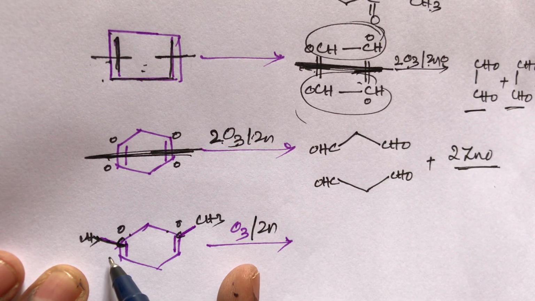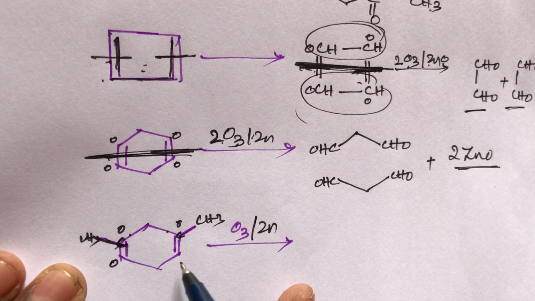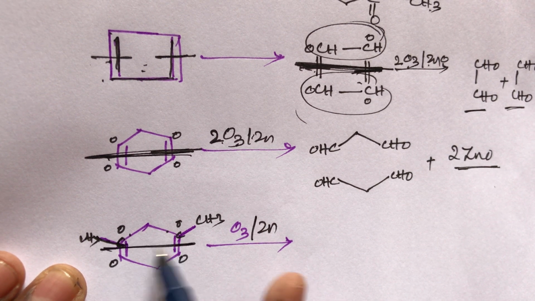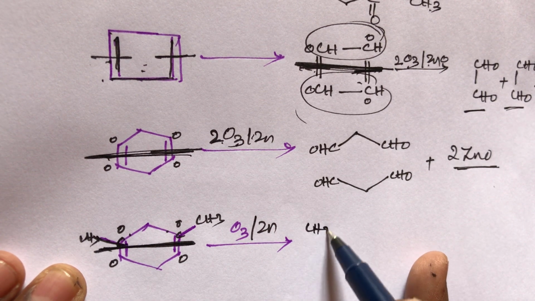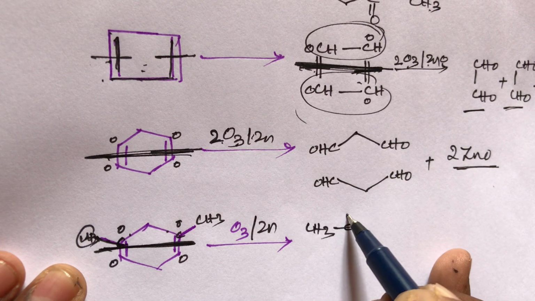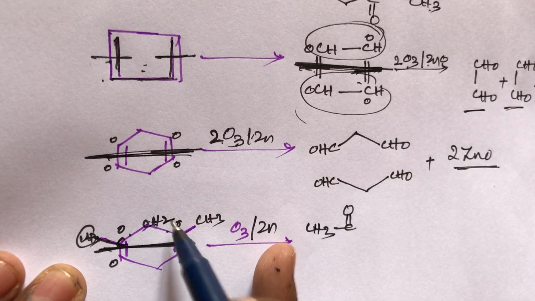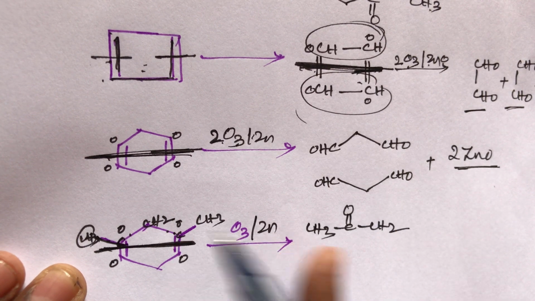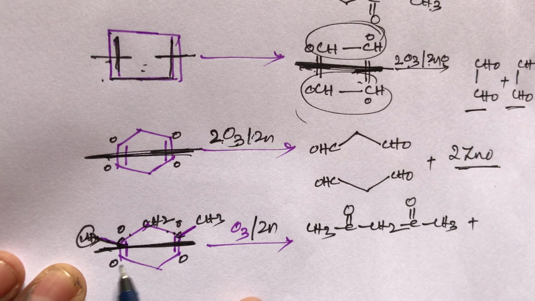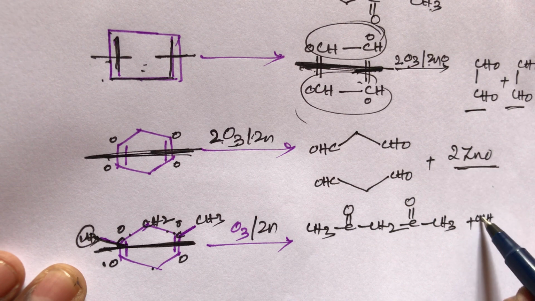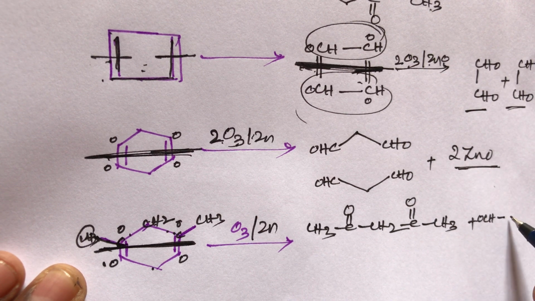These are the keto group. Why? Because there is no hydrogen. Put one oxygen. Put one oxygen. So what is the bond cleavage like this? So we get CH3, I am writing CH3, C double bond O, C double bond O, then CH2, then CH2, then C double bond O, C double bond O, then CH3, plus downside, that is CHO, CH2, CHO, then CHO, then CH2, then CHO. This is the final product, that is 2 moles of zinc oxide.